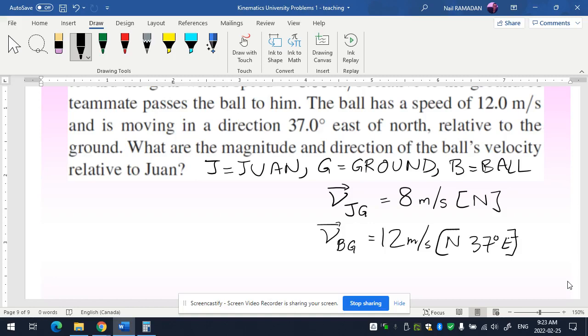Yes, the ball to J. Okay, so V, ball to Juan: question mark, question mark, question mark. All right, give me a relative motion equation. So I'm going to write in a different color. V, B, J equals... Who would like to finish this one on the right side? Raise your hand. Anyone? Something plus something.